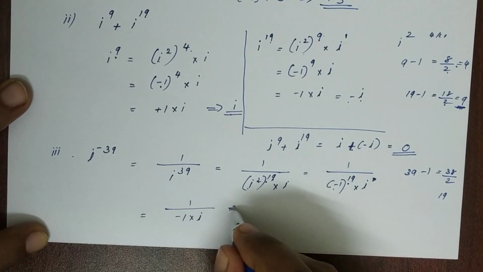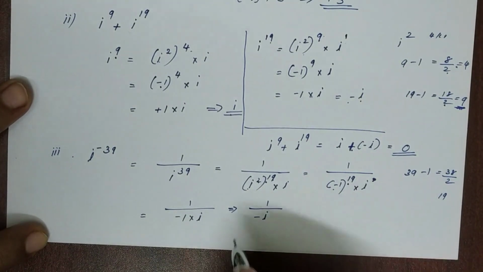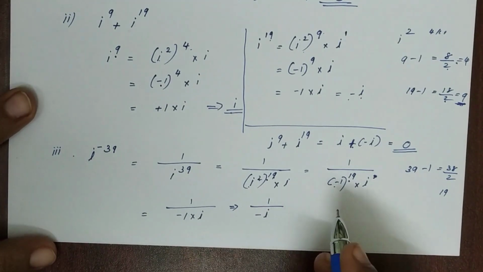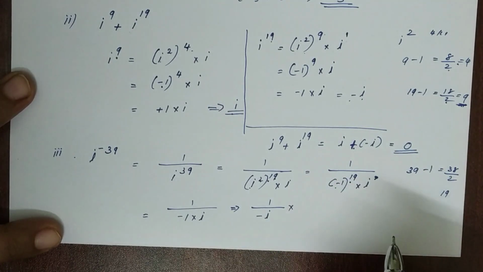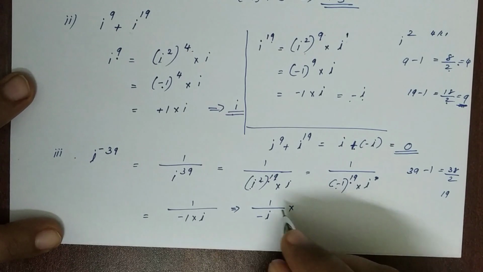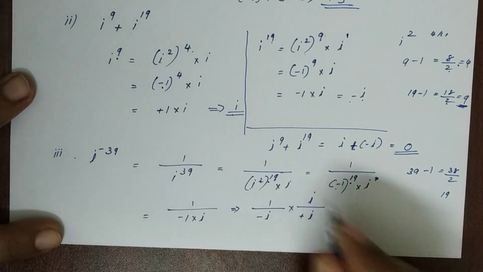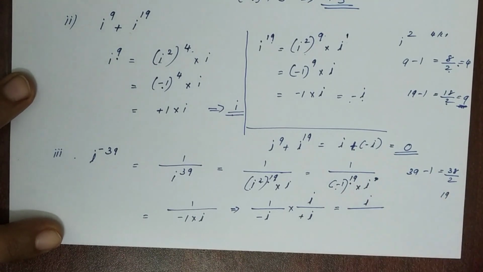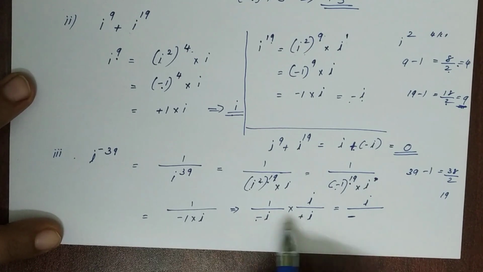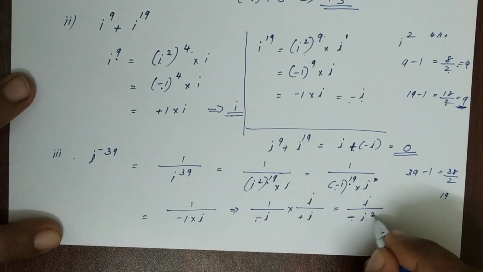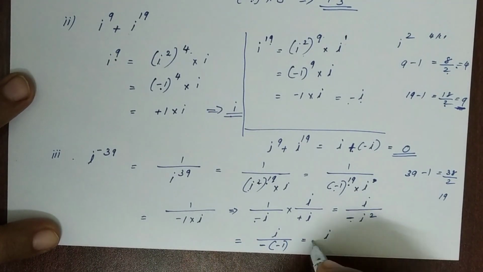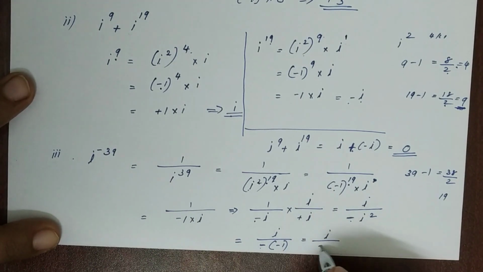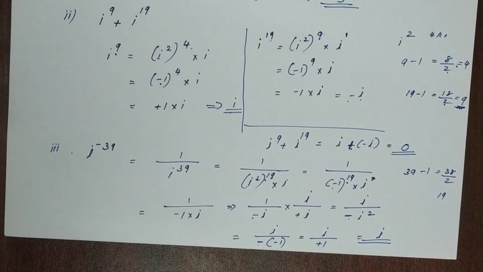So this is equal to 1 divided by minus i. If the denominator is a complex number, we multiply by its conjugate. The conjugate of minus i is plus i, and we multiply plus i in numerator and denominator. The numerator is i, and the denominator is minus i into i, that is minus i square, which is minus of minus 1, that is plus 1. So the answer is i.